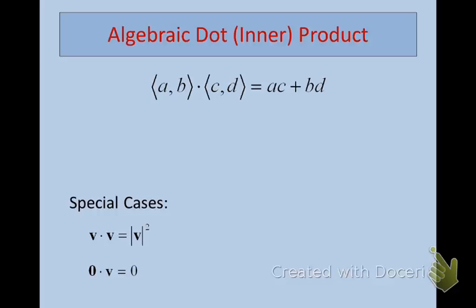Okay, so the dot product is also sometimes called the inner product. But basically all that you do for the dot product is you take the components of your two vectors, so the x components a times c, and you add b times d.